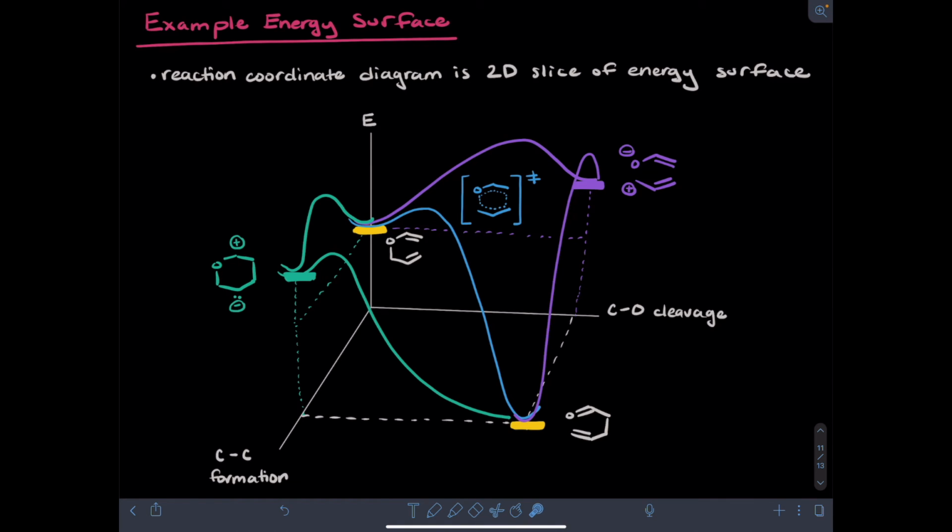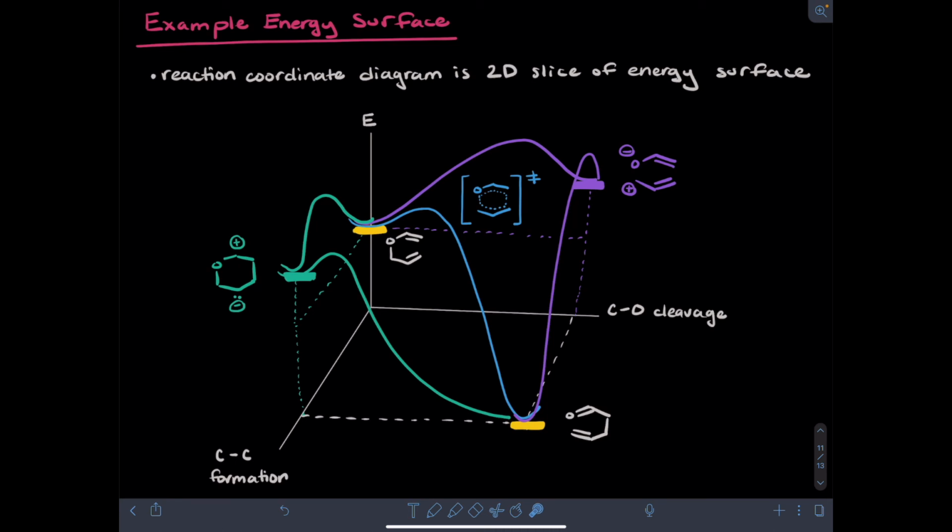Now let's consider our scenario B from before, where the carbon-carbon bond formed first. I'd first travel over a barrier, giving me carbon-carbon bond formation, and this doubly charged intermediate. I'm expecting this is relatively unstable due to its separated charges. Then I'd have a second reaction step with a barrier, giving me cleavage of my carbon-oxygen single bond and formation of the carbon-oxygen pi bond.